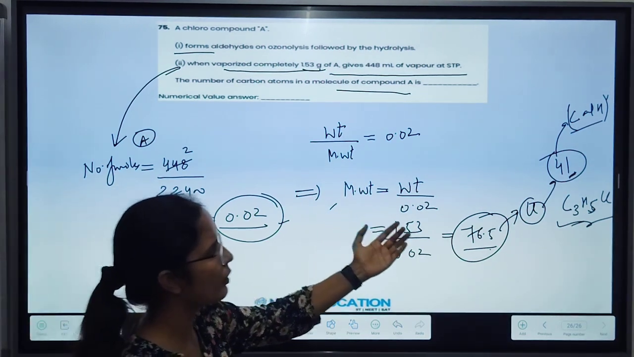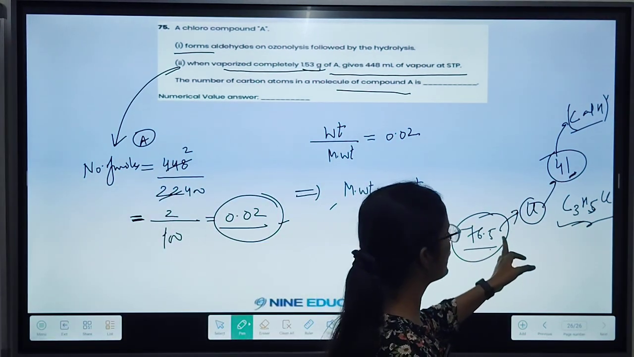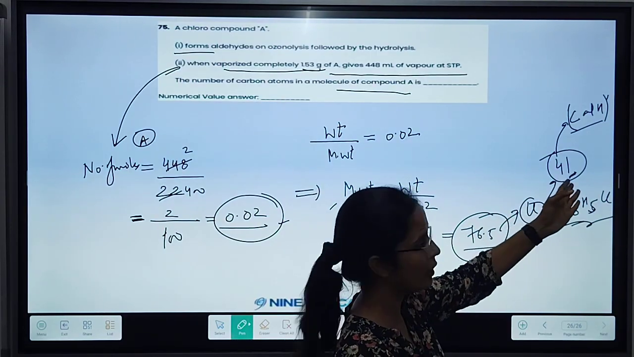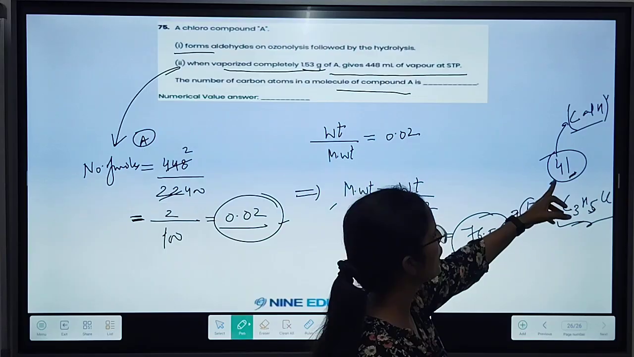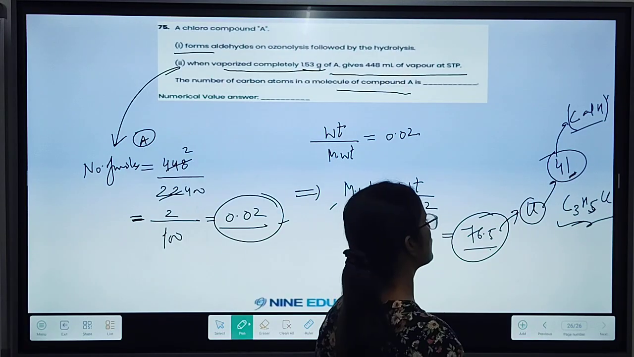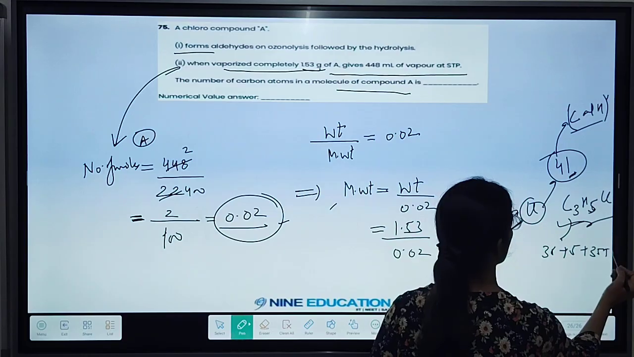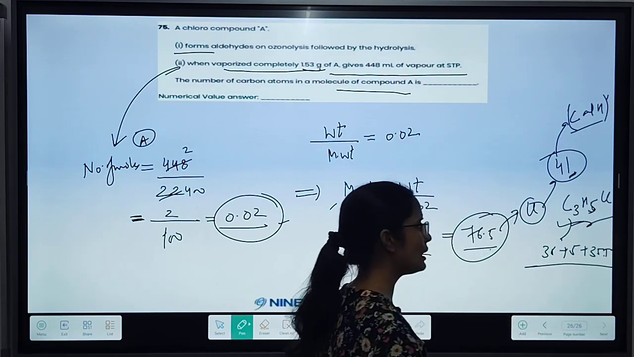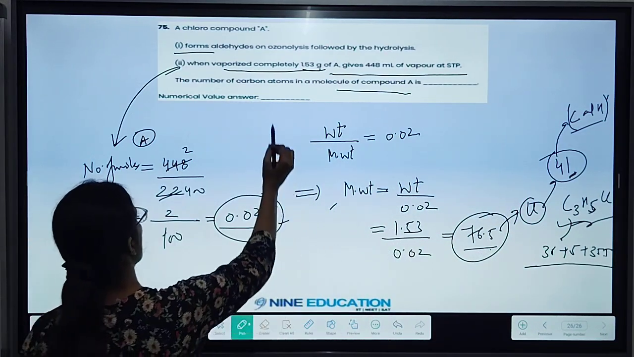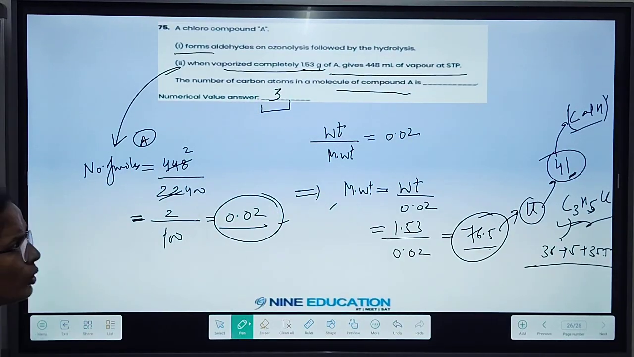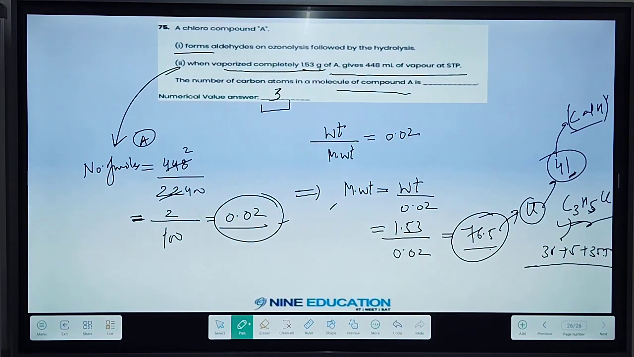If you take 2 carbons, this mass will not be satisfied. 41, 2 carbons means 24, and the rest would all be hydrogen. So that's why I understood 12 into 3, 36, plus 5, plus 35.5, it will be simply 76.5. So how many carbons will be there in the compound? It will be 3.